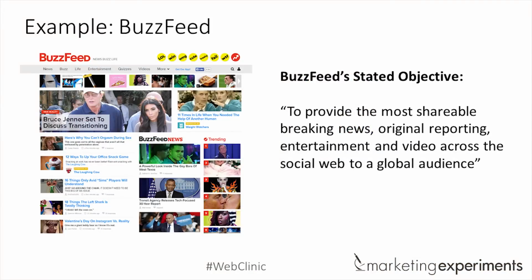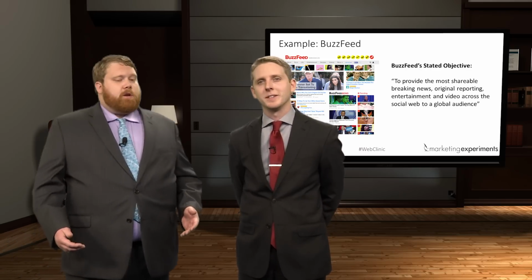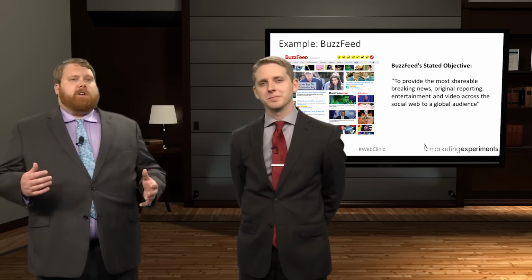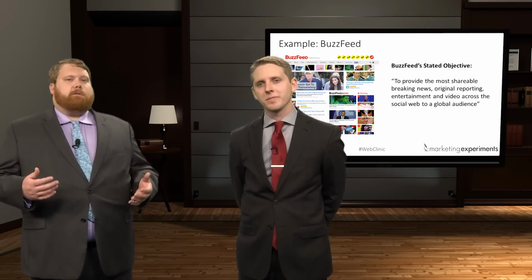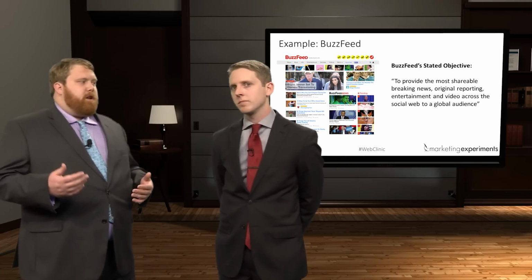Right, so for this example, we're going to look at a pretty well-known site, BuzzFeed. They are a content service provider site, and BuzzFeed actually has a stated objective for what they want to do. It's to provide the most shareable breaking news, original reporting, entertainment, and video across the social web to a global audience. That's a pretty big objective. So when you're in BuzzFeed and you're trying to create or optimize the content and how it's being delivered, what do you need to look at?